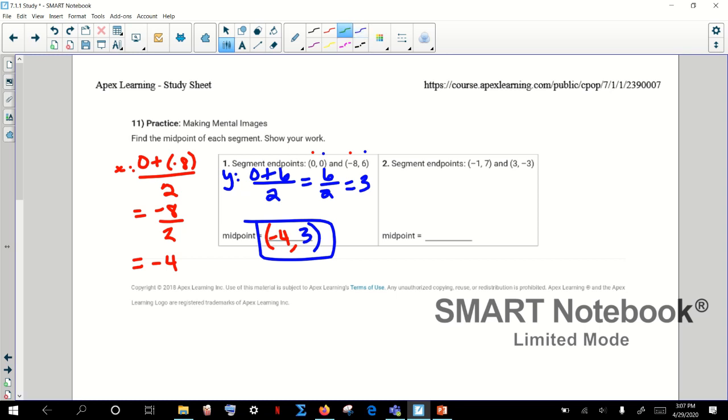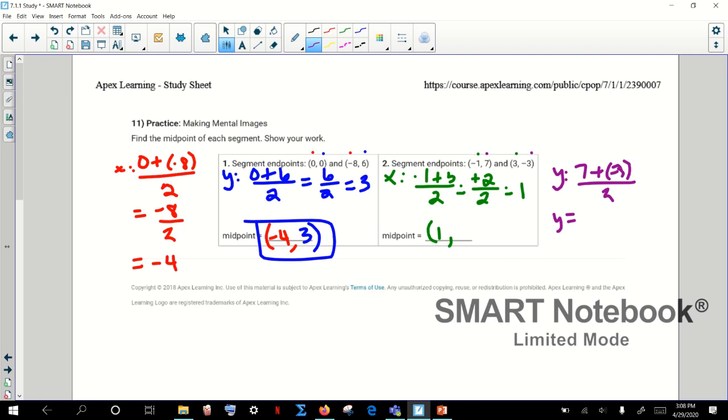Go ahead and pause this video and try to do number 2 on your own. I'm going to go ahead and get started on it right now. First, I want to find the midpoint for my x-coordinate. So I take x1 plus x2 divided by 2. Negative 1 plus 3 is positive 2, divided by 2 equals 1. So my midpoint is (1, something). Now I'm going to take my y values to find the y of the midpoint. So I'm going to add 7 plus negative 3, divided by 2. 7 plus negative 3 is 4. 4 divided by 2 is 2. Sorry, my handwriting's so bad today. I don't know what's going on. Alright, so there's my midpoint for number 2.